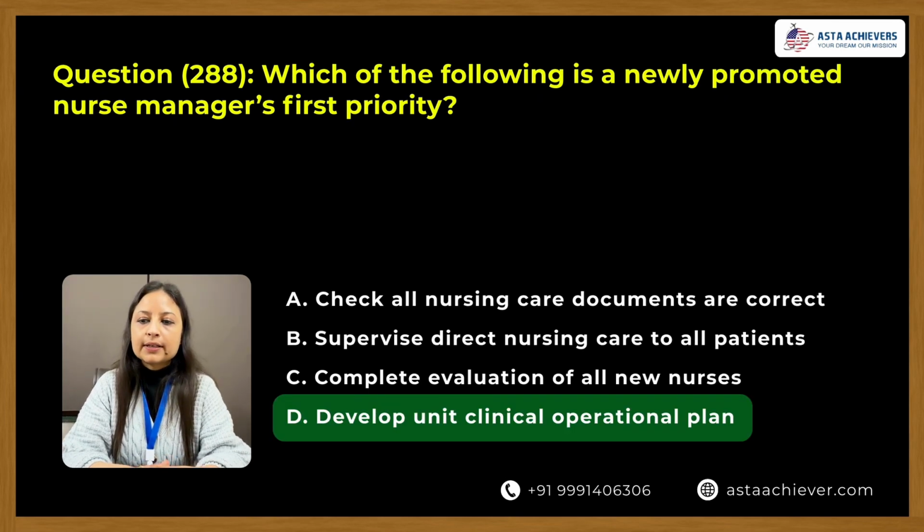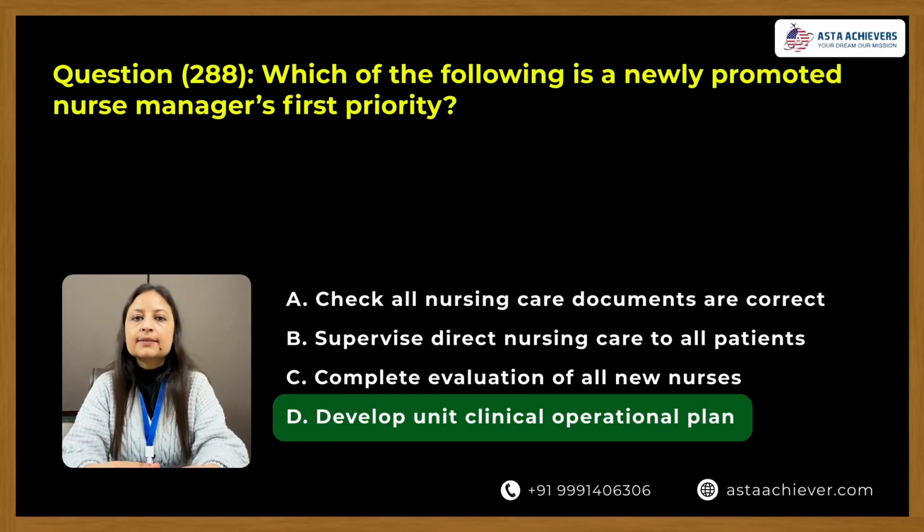Question number 288. Which of the following is a newly promoted nurse manager's first priority? Option A, check all nursing care documents are correct. Option B, supervise the direct nursing care to all of the patients. Option C, complete evaluation of all new nurses. And option D, develop the unit clinical operation plan. So option D, develop a unit clinical operation plan is the correct answer.